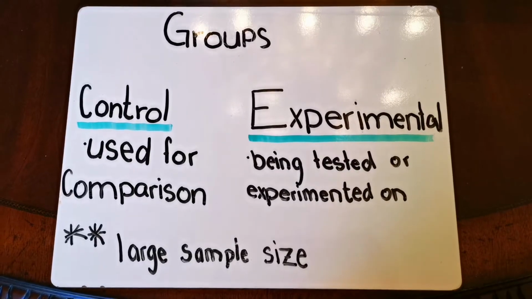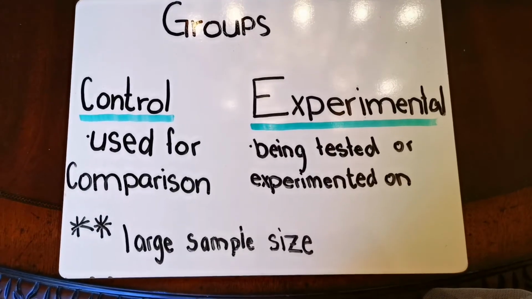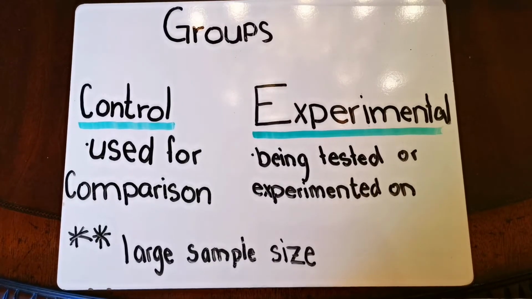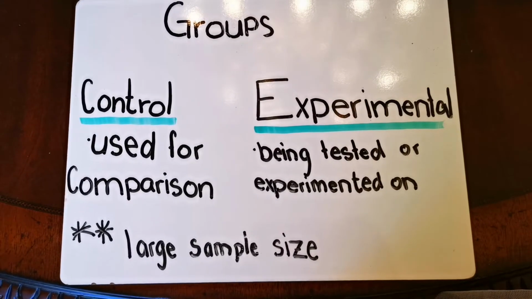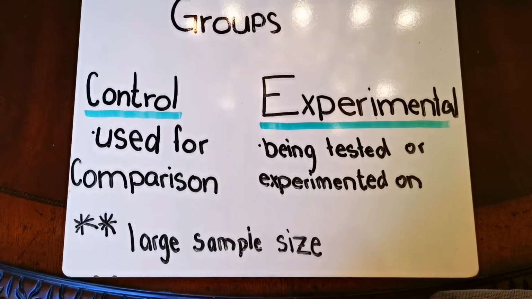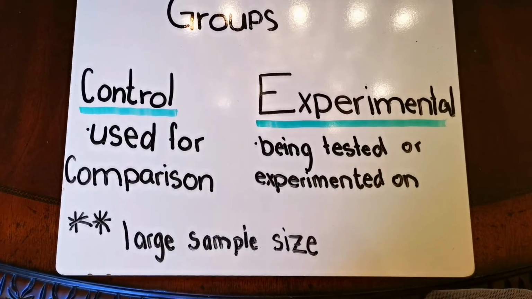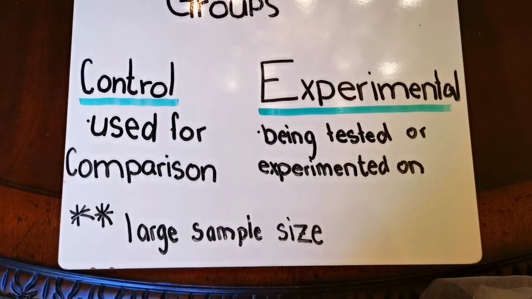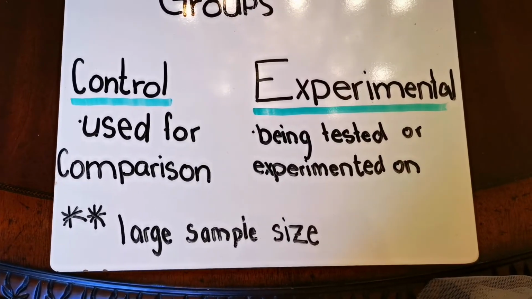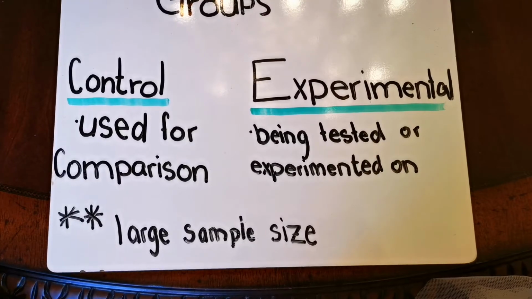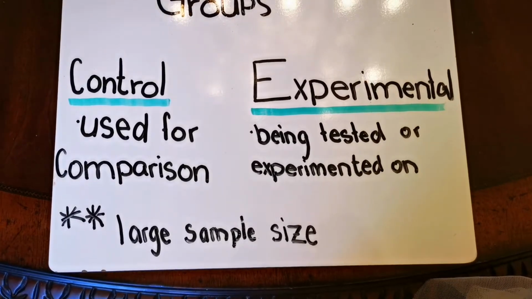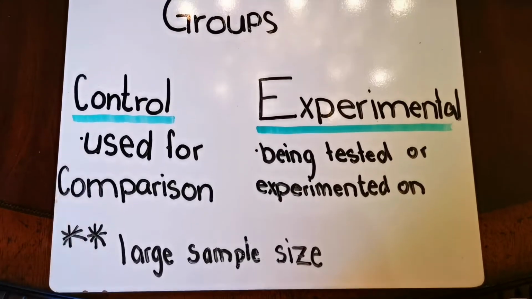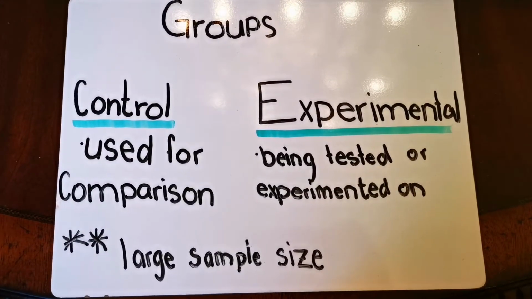So here I have written down the two most important groups, a control group and an experimental group. A control group is used for comparison. It's not tested on. Whereas an experimental group is tested or experimented on. And the key defining feature between a control group and experimental group is that both groups only differ by one variable. If the control group and experimental group differed by more than one variable, then you wouldn't be able to figure out the outcome of your experiment.